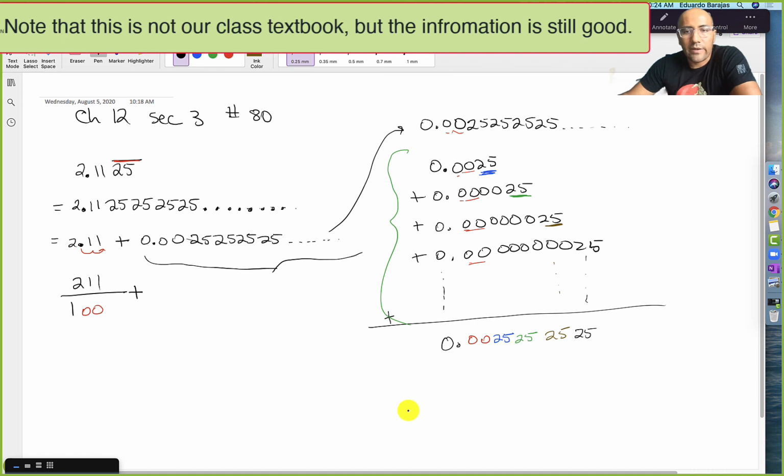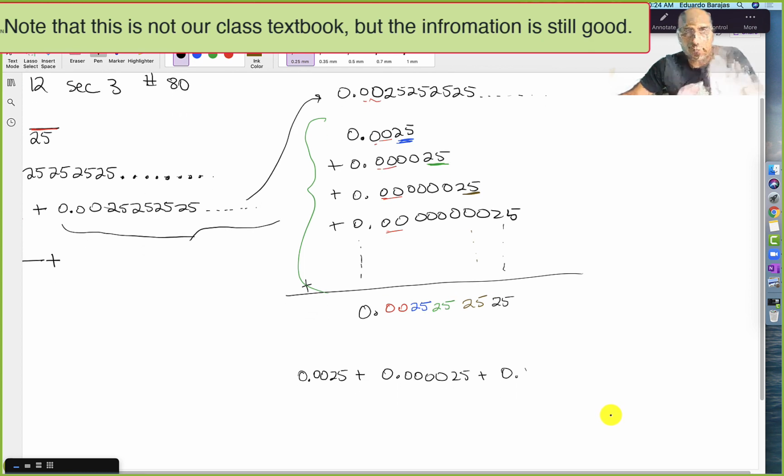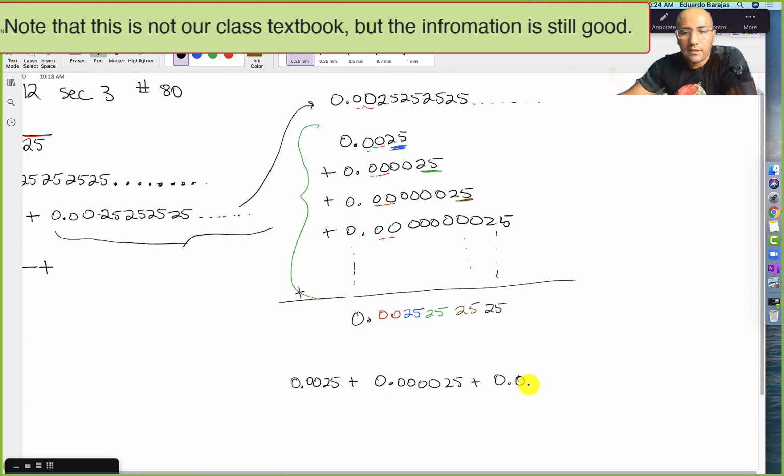So I'm going to write it this way. This is 0.0025 plus 0.1234, then 25, plus then 0.1, then 0.0, 1, 2, 3, 4, 5, 6 zeros, then a 2, 5. Okay, and then keep going that way, that pattern like that.